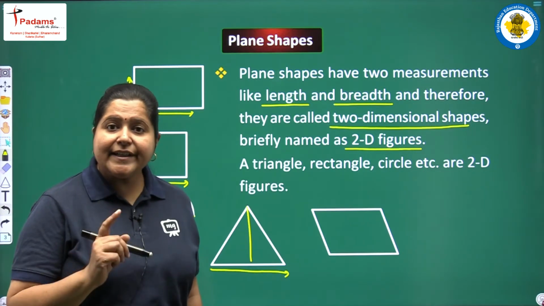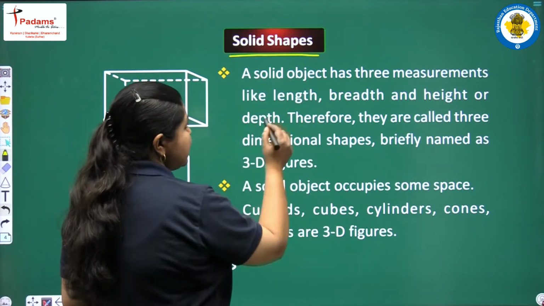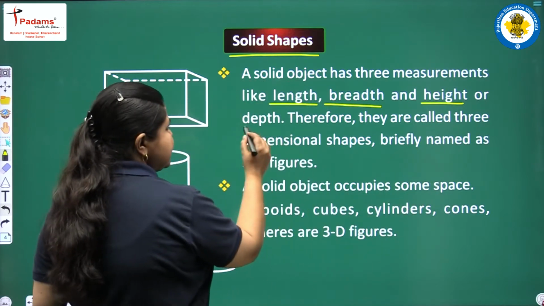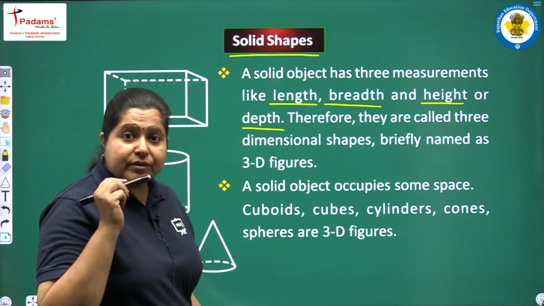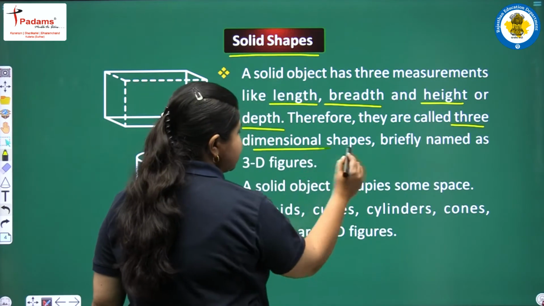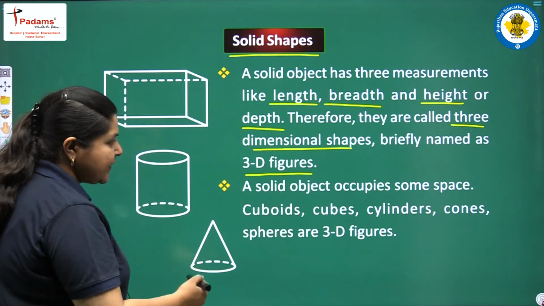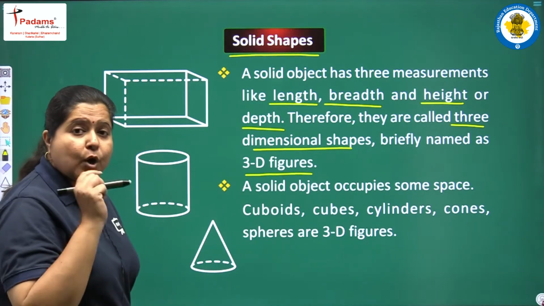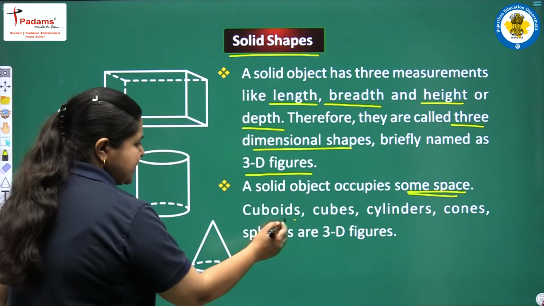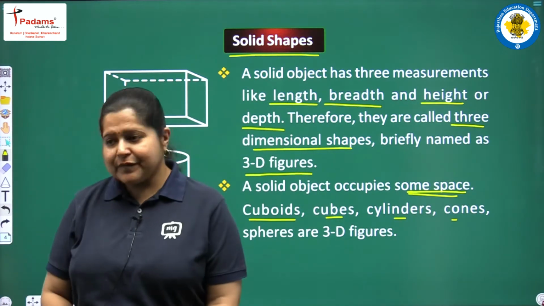Then we see three-dimensional figures around us, and what are these? These are solid shapes which have now three measurements: length, breadth and height, or in some cases the depth. And since there are now three dimensions, these shapes are said to be three-dimensional shapes or simply 3D shapes or 3D figures. You can see these are three-dimensional figures. These three-dimensional figures or solid objects occupy some space, and the examples are cuboids, cubes, cylinders, cones, etc. I have brought a few of them to show you.